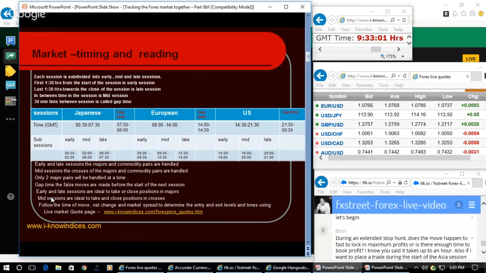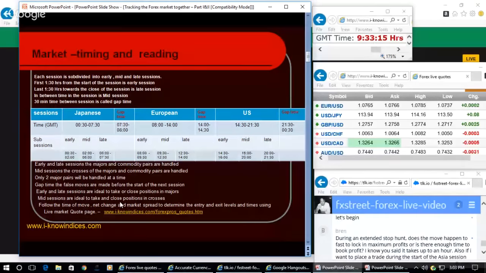So if you are trading in majors, the early and the late sessions are ideal to take positions and close positions. And in mid sessions, you can take positions in the crosses and close during the next mid session. Then all these things can be studied with the help of the live market code page. Simply, if you use the live market code page, nothing more than that, no technical analysis, no chart study, you will find that the live market code page is really giving you the insight to trade.